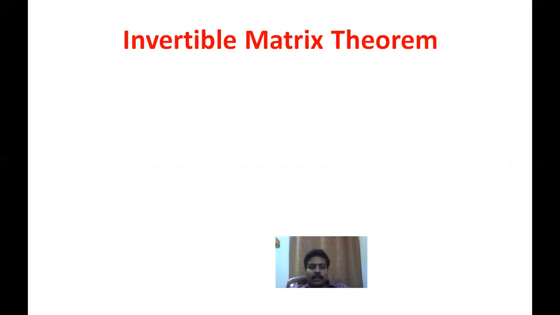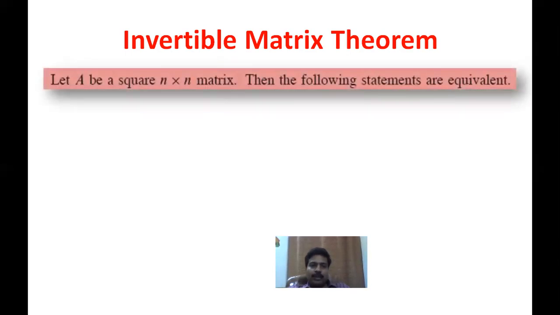So using these concepts, we can extend the invertible matrix theorem, which we have already seen in our previous classes. Let us quickly go through what we have seen in the earlier classes. If a matrix is invertible, many statements are equivalent to that one. These statements were seen in our previous classes. Let us quickly go through it.